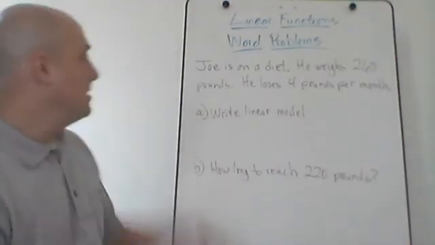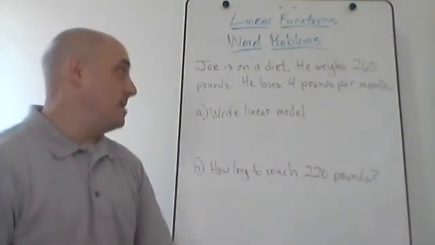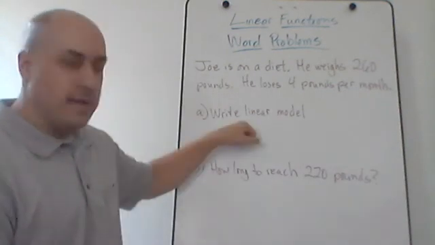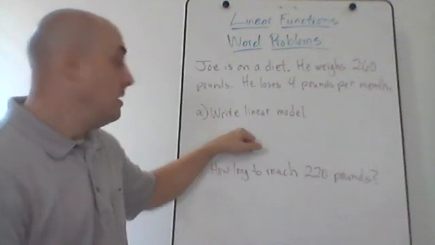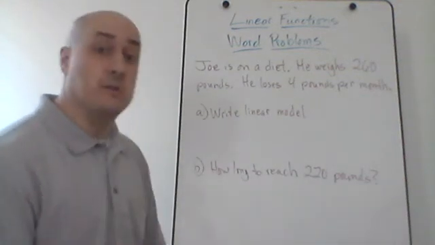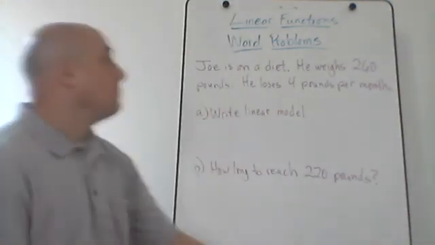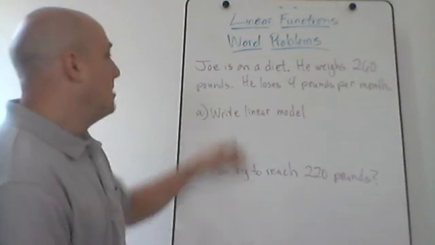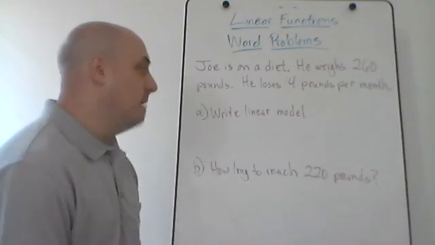All right, so in this example, we have Joe on a diet. He weighs 260 pounds, and he loses 4 pounds per month. We want to, once again, just like that last example, write a linear model, and then use that model to answer a question: how long does it take until he reaches 220 pounds? All right, so similar to that last one that we did, but there's one thing here that's a little bit different.